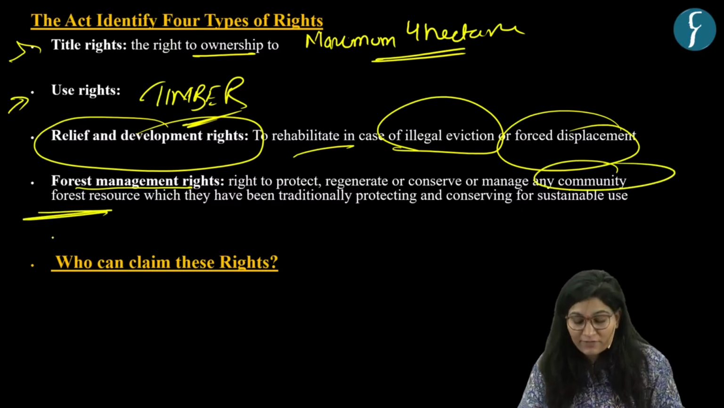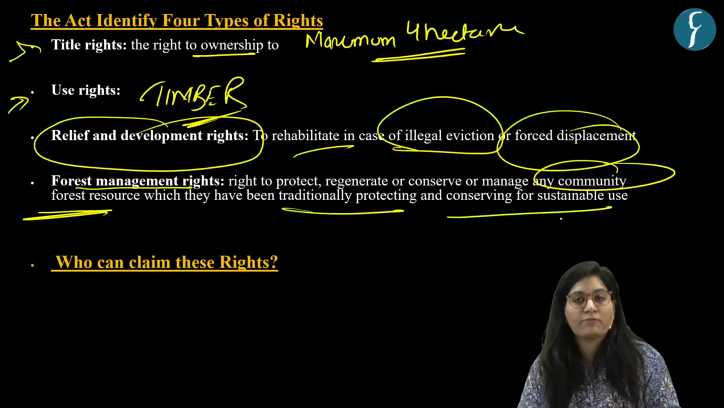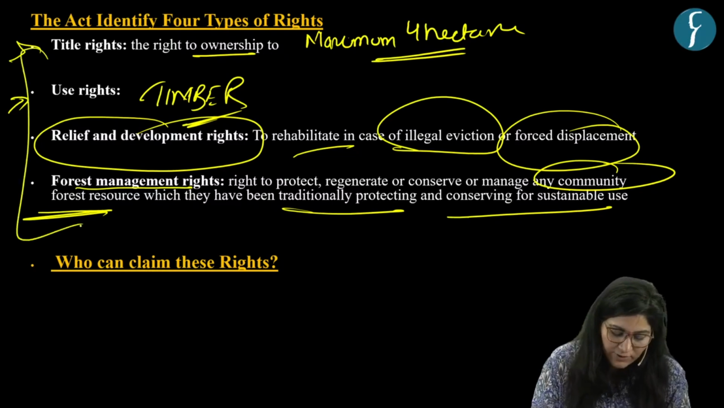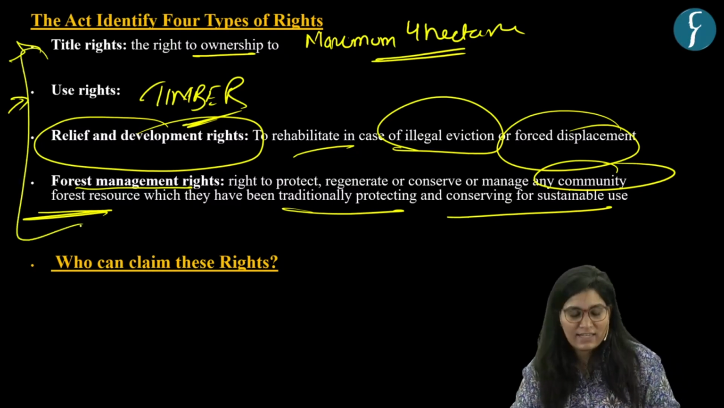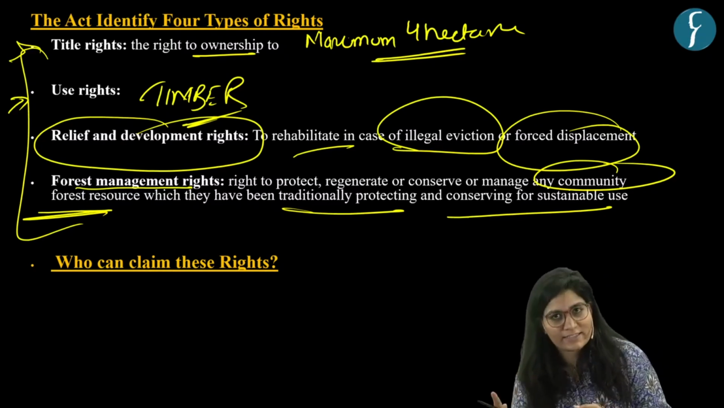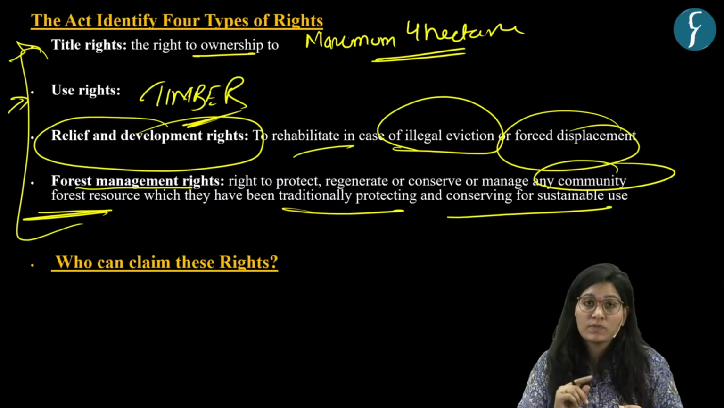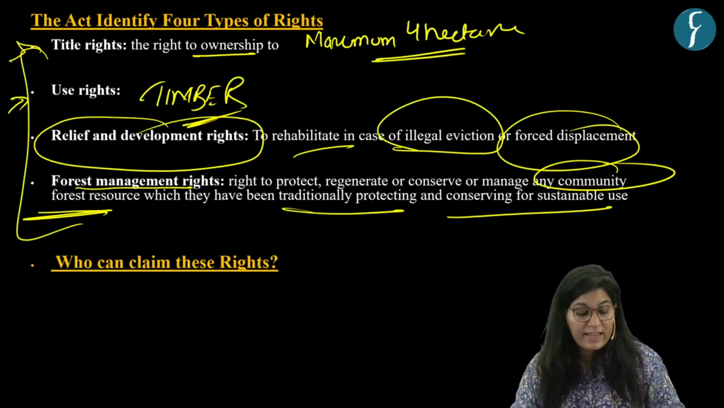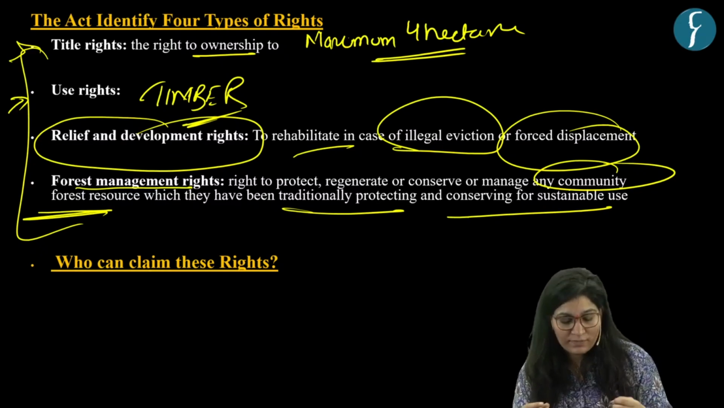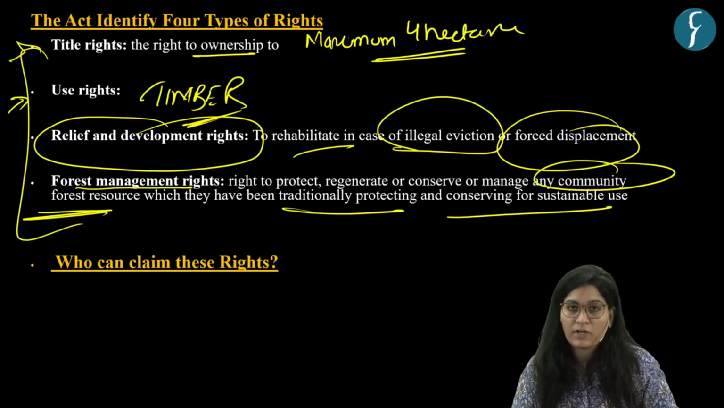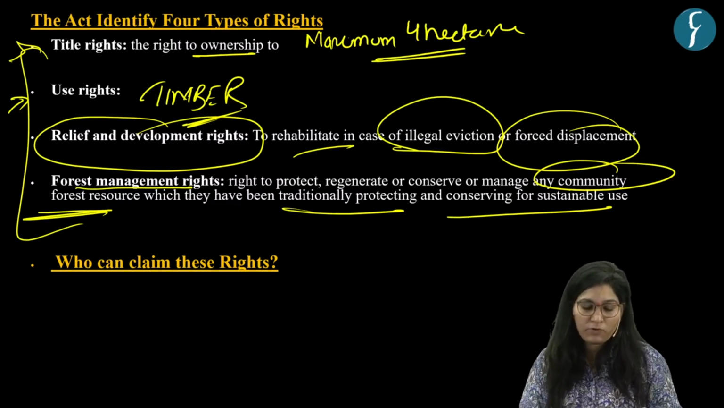which they have been traditionally protecting and conserving for sustainable use. So these are the four set of rights provided under this act. First is title right, which is limited to a maximum of 4 hectare. Then use rights, they can use minor produce. Then relief and development rights. Then forest management rights with respect to the community forest resource. Okay, so these are the four set of rights.